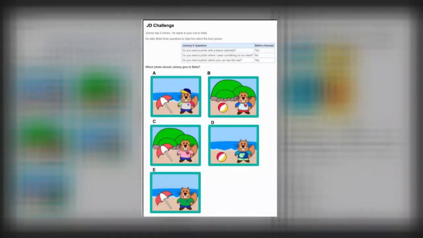So the JD challenge this week was that Johnny has 8 photos. He wants to give one to Bella. He asks her 3 questions to help him select the best picture.